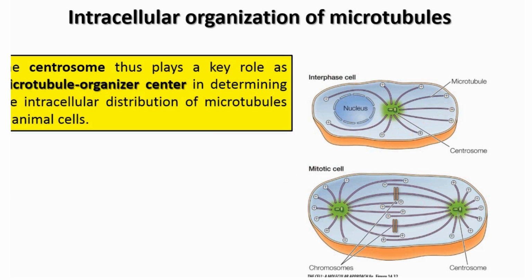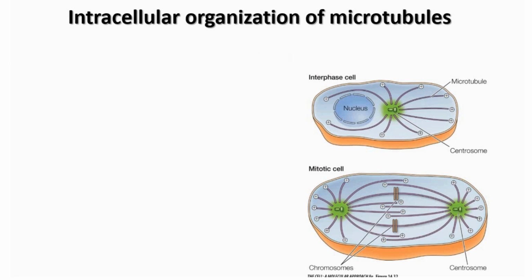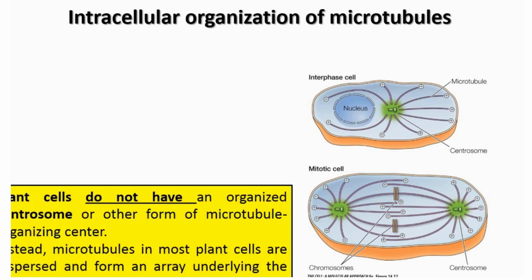The centrosome thus plays a very key role. The centrosome's role is as a microtubule organizing center, and this organizing center helps to determine the intracellular distribution of microtubules in animal cells. Plant cells do not have an organized centrosome or other form of microtubule organizing center. Instead, the microtubules in most plant cells are dispersed and form an array underlying the plasma membrane.